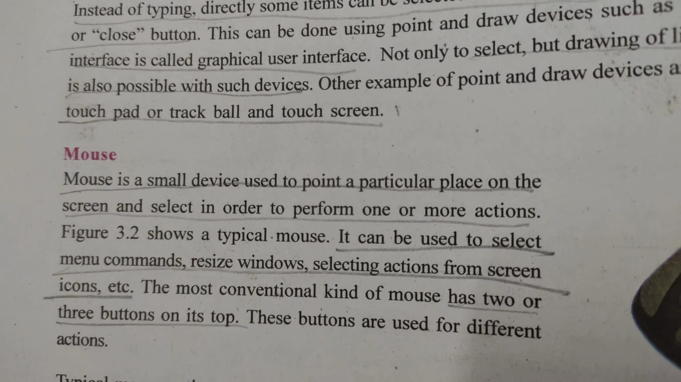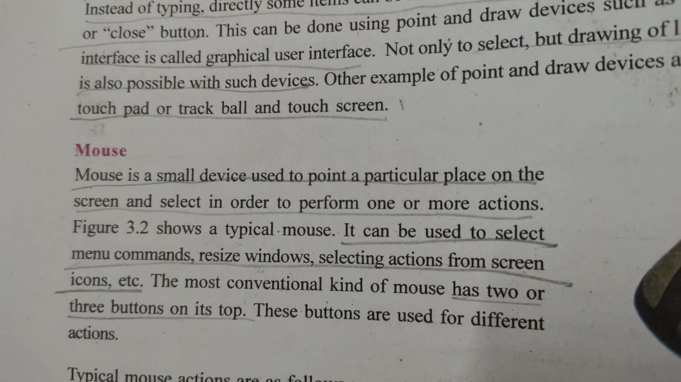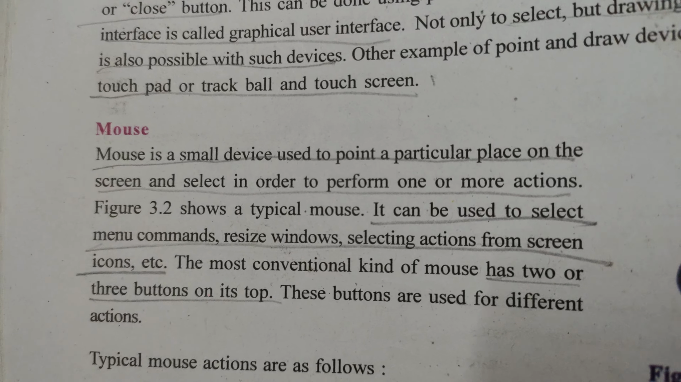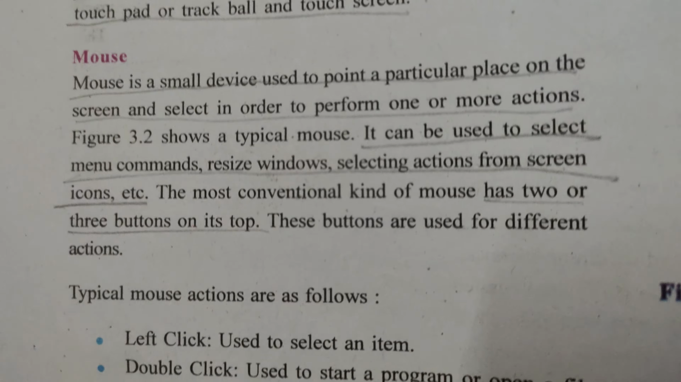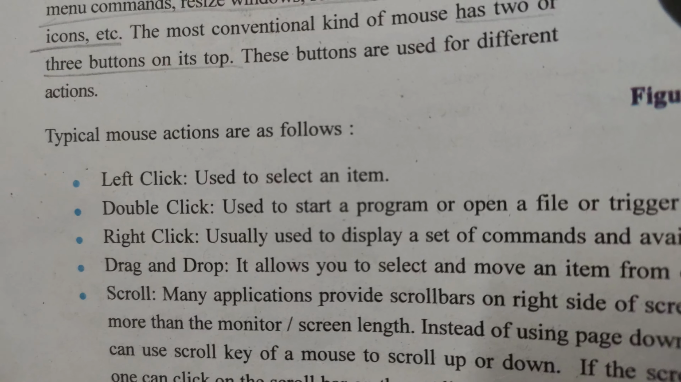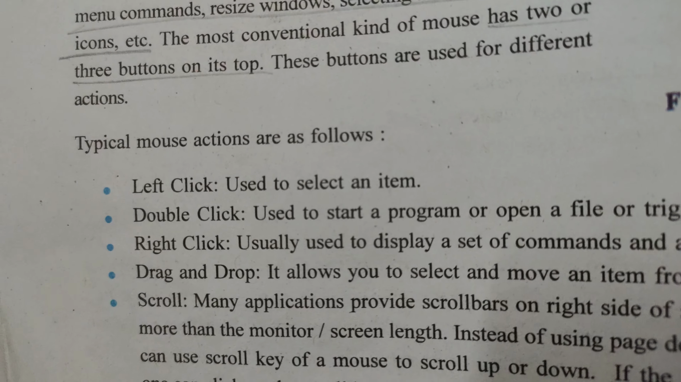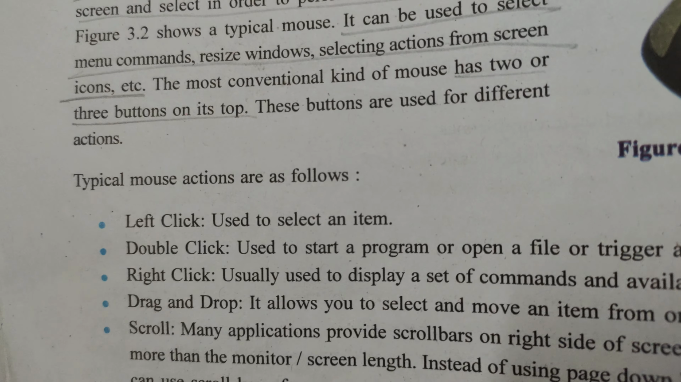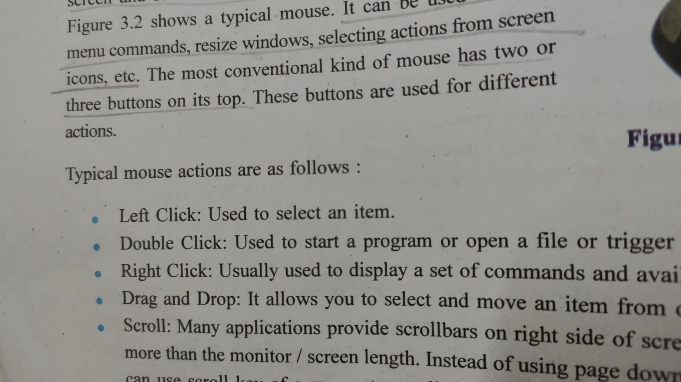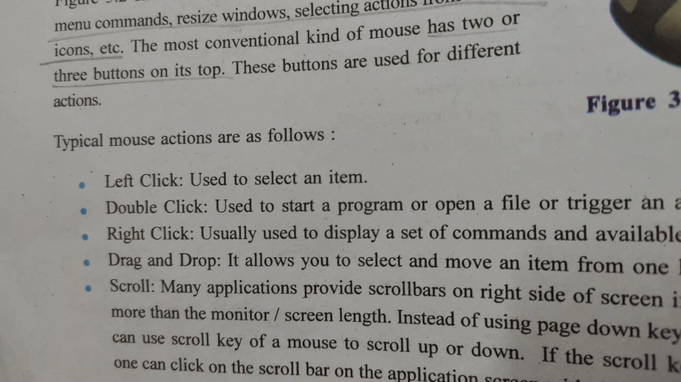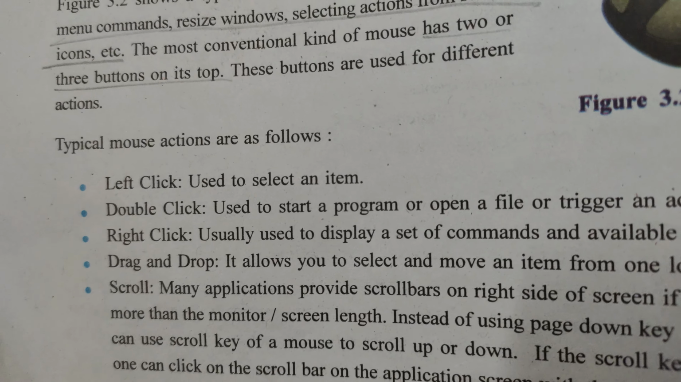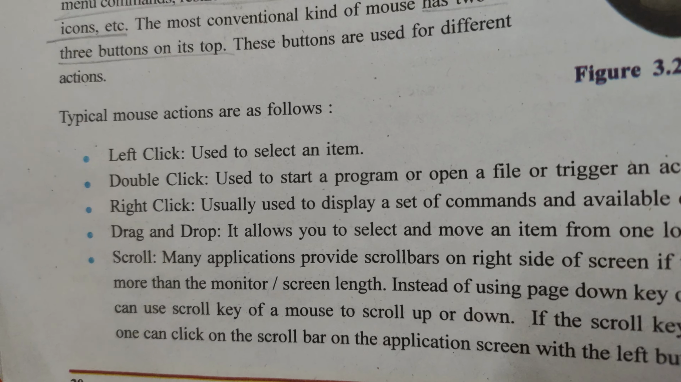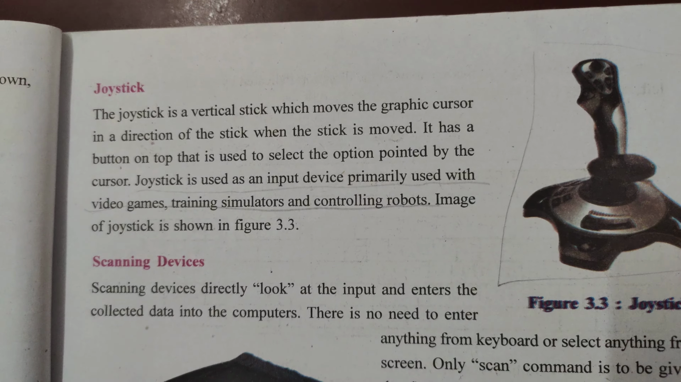Mouse is a small device we all know, which we use with the computer to make our cursor move from left to right, right to left, top to bottom. Left click is used for the left side. Double click is used to start a program or open a file. Right click is for right side commands. Drag and drop is for select, move, cut and paste. Scroll is for up and down.